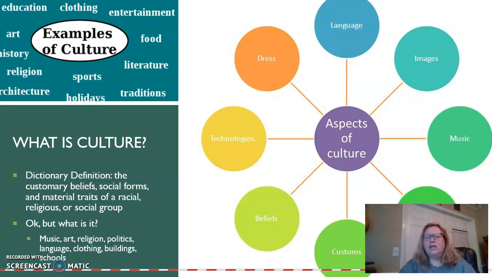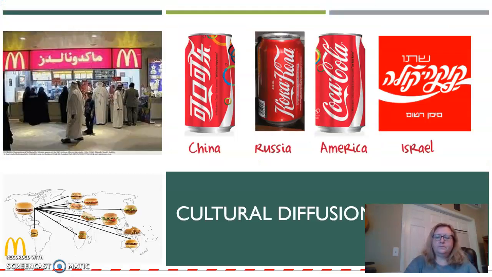Think about jeans, blue jeans. People all around the world wear blue jeans. They know what Nikes are, those kind of things. So think about that when we talk about diffusing our culture into different places. All right. And here are some pictures of that. McDonald's with an Arabic title at the top. Chinese, Russian, American, and Israeli Coca-Cola labels. So cultural diffusion, where something is spread, where it starts is the cultural hearth. And when it's diffused, that means that's where it's spread to.